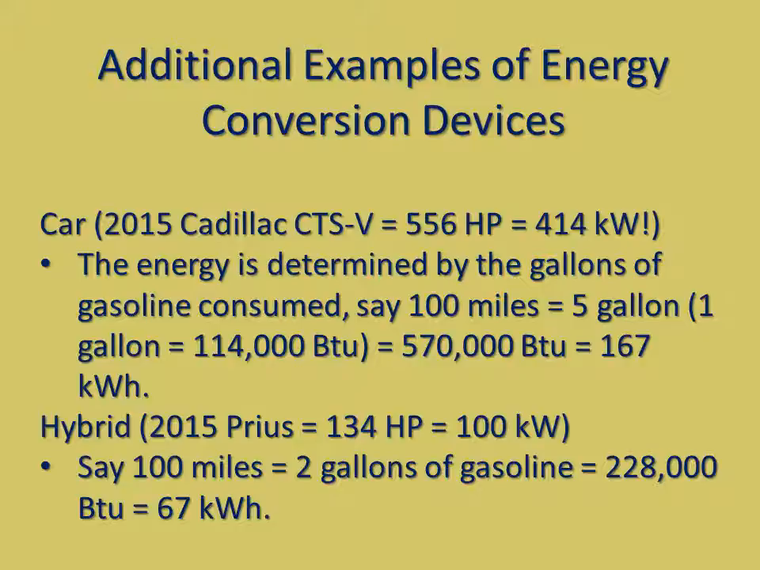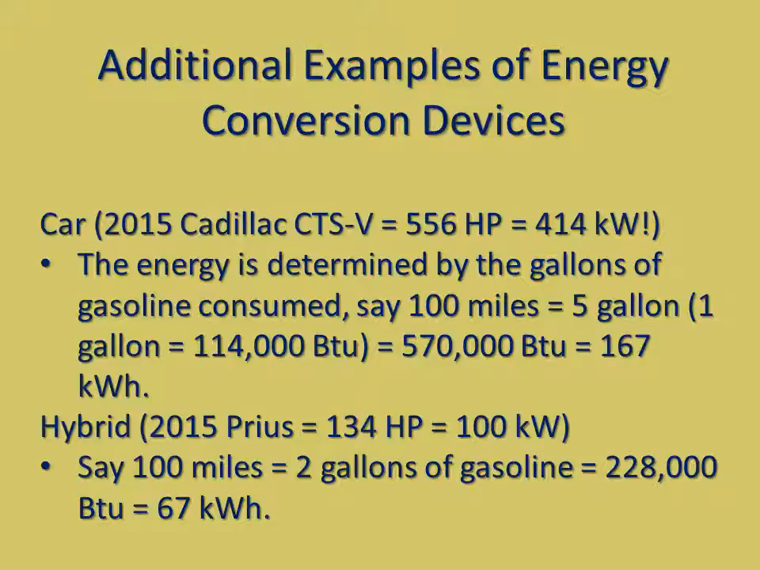So again, the power rating of the vehicle is 556 horsepower, and the energy is the amount that would be used over a certain distance. In this case, 100 miles would be 5 gallons, which is equivalent to 167 kilowatt hours.